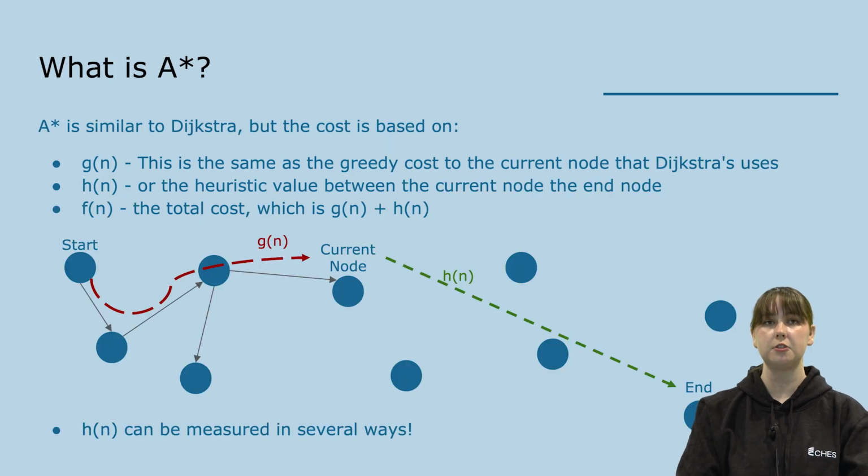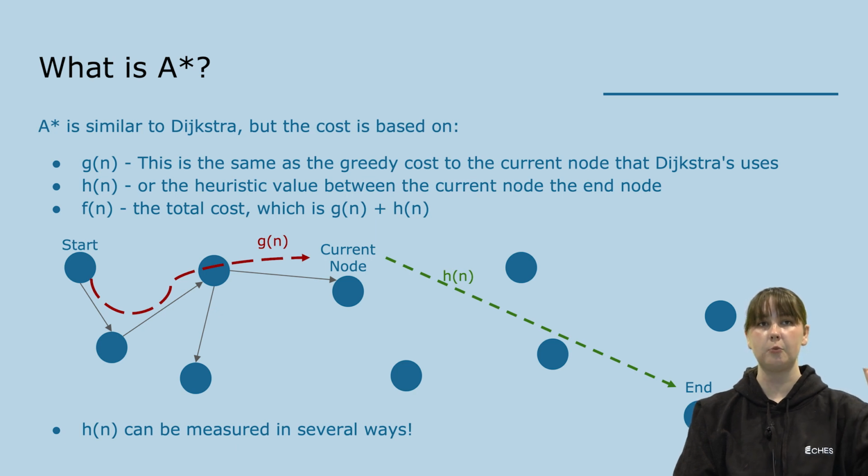So A-star is similar to Dijkstra, but the cost is based on g of n, which is the same greedy cost to the current node that Dijkstra uses. So on our little image here, we've got that red line is our g of n. That's our current cost that we've got to the current node. And then we've got h of n, which is the heuristic value between the current node and the end node. So it uses both of these to form f of n, which is our total cost.